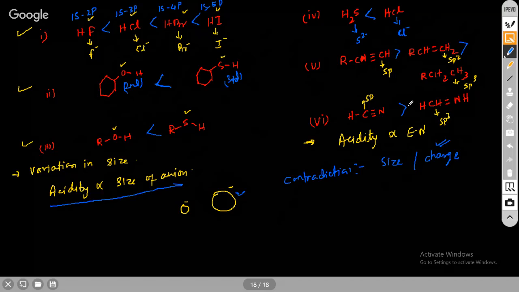Fourth one, which is the fourth one? H2S and HCl. Okay, H2S and HCl, you see, chlorine is more electronegative, obviously, right? And we have to consider the electronegativity factor. So acidity, you see, acidity is directly proportional to the electronegativity.